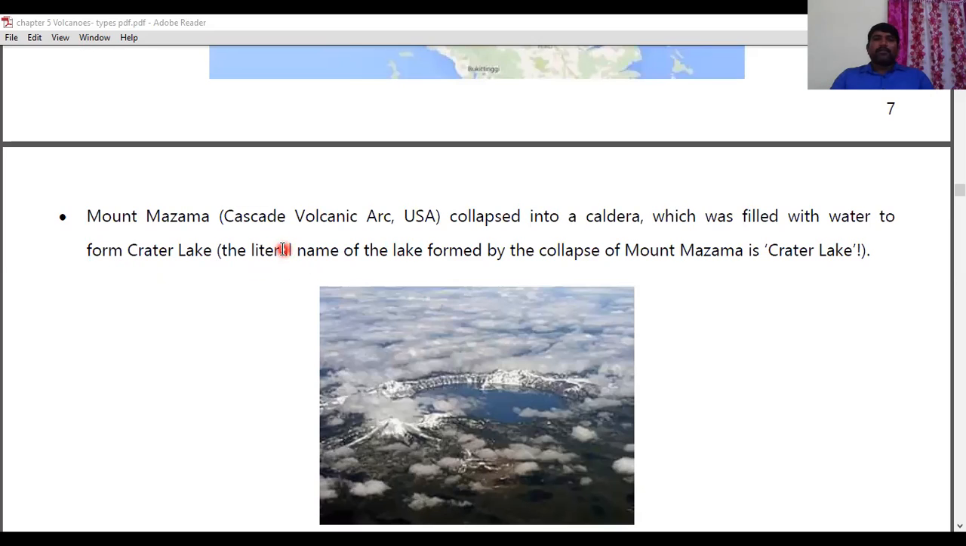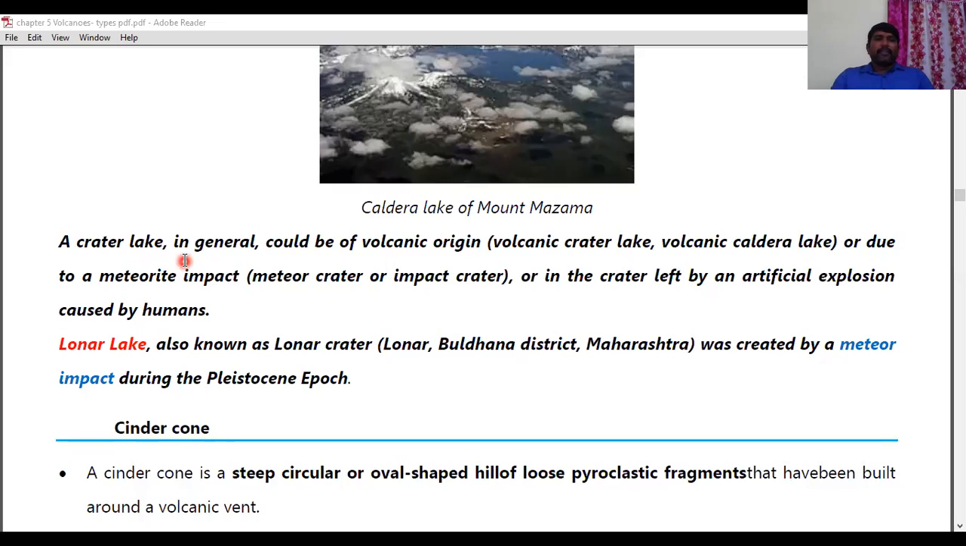Mount Mazama, Cascade volcanic arc in the USA, collapsed into a caldera which was filled with water to form a crater lake or the caldera lake. The lake formed by the collapse of Mount Mazama is called Crater Lake. A crater lake in general could be of volcanic origin, volcanic crater lake, volcanic caldera lake, or due to a meteorite impact, meteorite crater or impact crater, or in the crater left by an artificial explosion caused by humans.